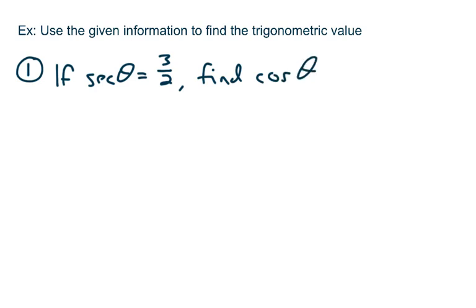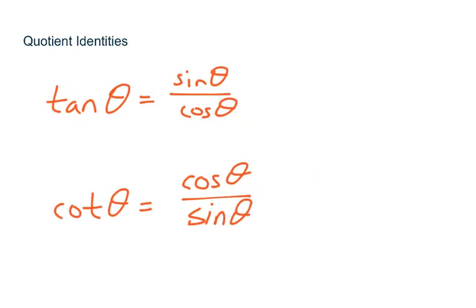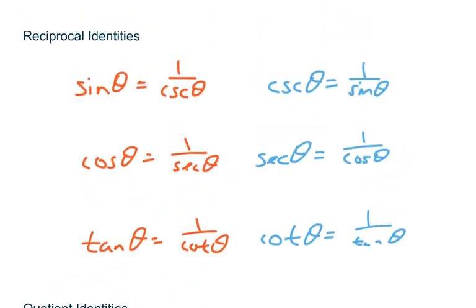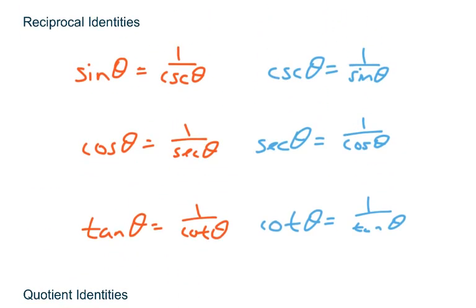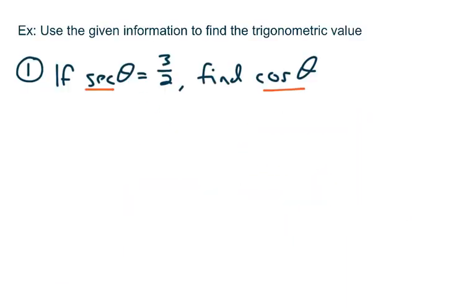This one's pretty easy because we know that secant and cosine are reciprocals. We don't necessarily need to go back and use this reciprocal identity, which would be this one here. The secant is this, so we go 1 over the cosine. We know that they're reciprocals. So to find the cosine of our angle, all we need to do is flip this fraction over. We could say the cosine of theta is equal to 2 over 3. Okay, that one's a pretty easy one. Let's ratchet it up just a little bit here.